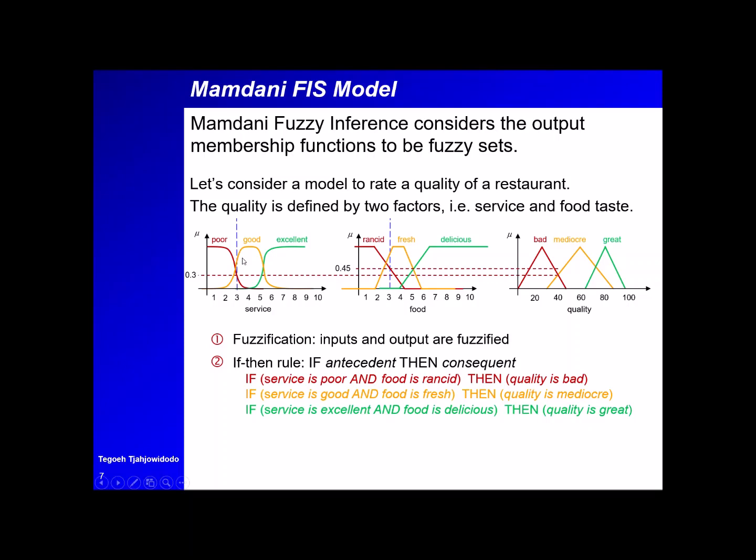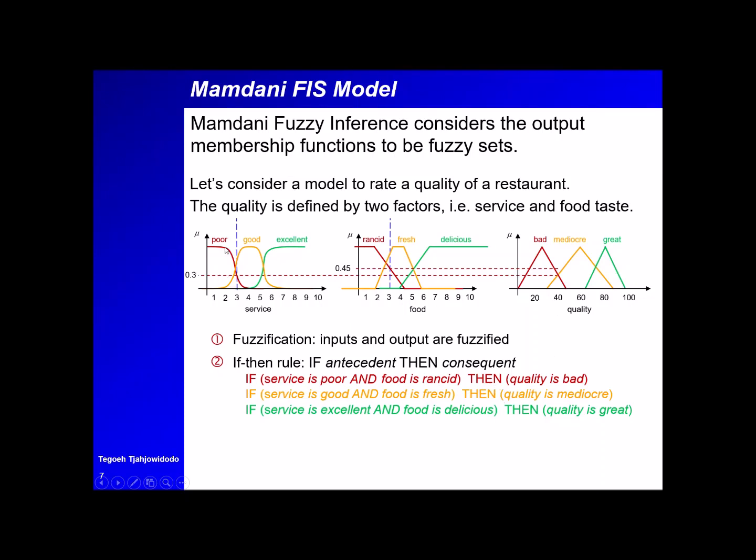So we are talking now about the first membership function. The value of the membership function for surface when I give a grade of 3 is 30%. The value of the rancid membership function when I give a grade for food taste of 3 will be equal to 45%. And then the FIS model says, because now we are referring to the first membership functions, poor and rancid, if you look at the first if-then rule here, if surface is poor and food is rancid, then the quality will be bad.